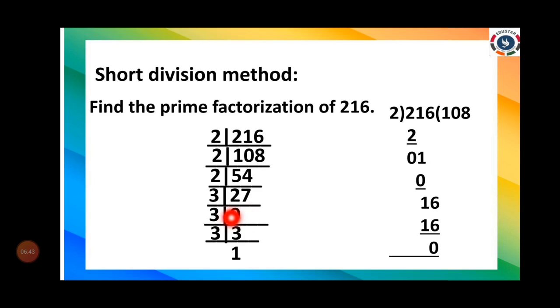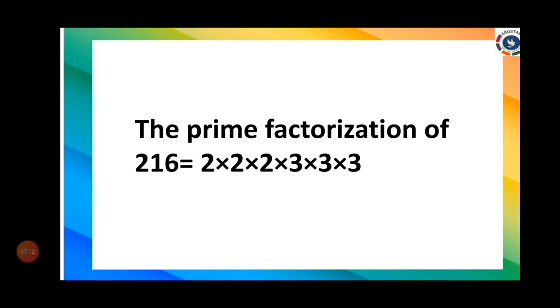So use 3 to divide the value. Write 3 outside. How many 3's are there? 3. So write it outside. Then 3 is a prime number, so use the same prime number to divide the value. Write 3 again. How many times? Only one time 3 is there, so write 1 below that. So what are the factors of 216? Three 2's and three 3's are given. So the prime factorization of 216 is equal to 2 into 2 into 2 into 3 into 3 into 3.